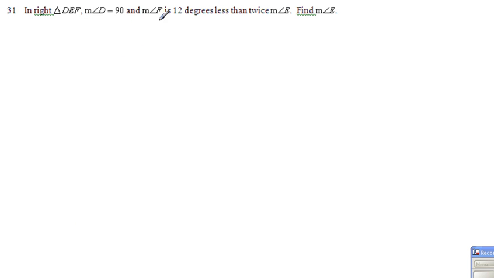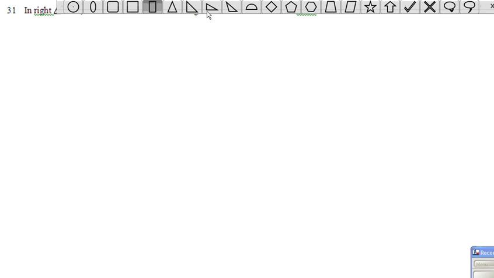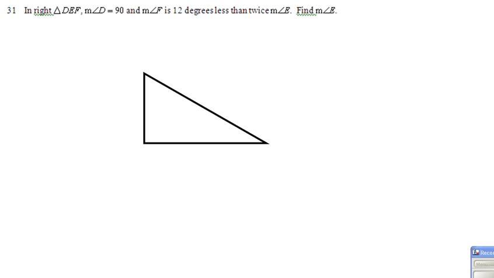Now number 31. In the right triangle, angle D is 90 degrees. So I will try to draw the right triangle here. And then angle D would have been right here. Now angle F is 12 degrees less than twice angle E. So let's call this one F and E.